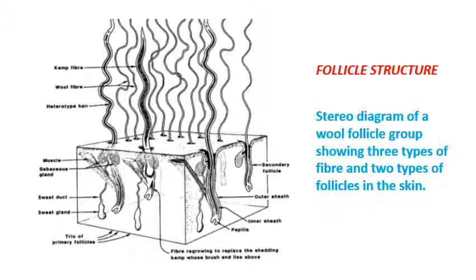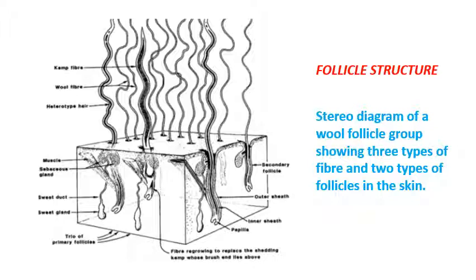So if we see the structure at the top left side, we can see three kinds of fibers as I have mentioned: the thicker and darker kemp fiber, and then the fine fiber, that is wool fiber, and a little intermediate one with less thickness and darkness, that is the heterotype or hair fiber. These are the three kinds of fibers.